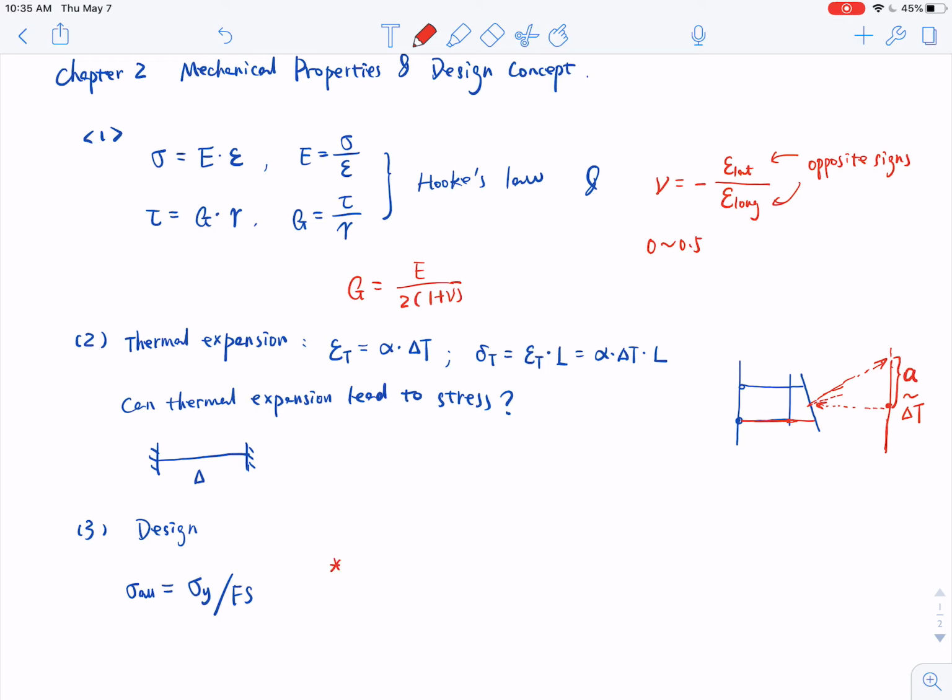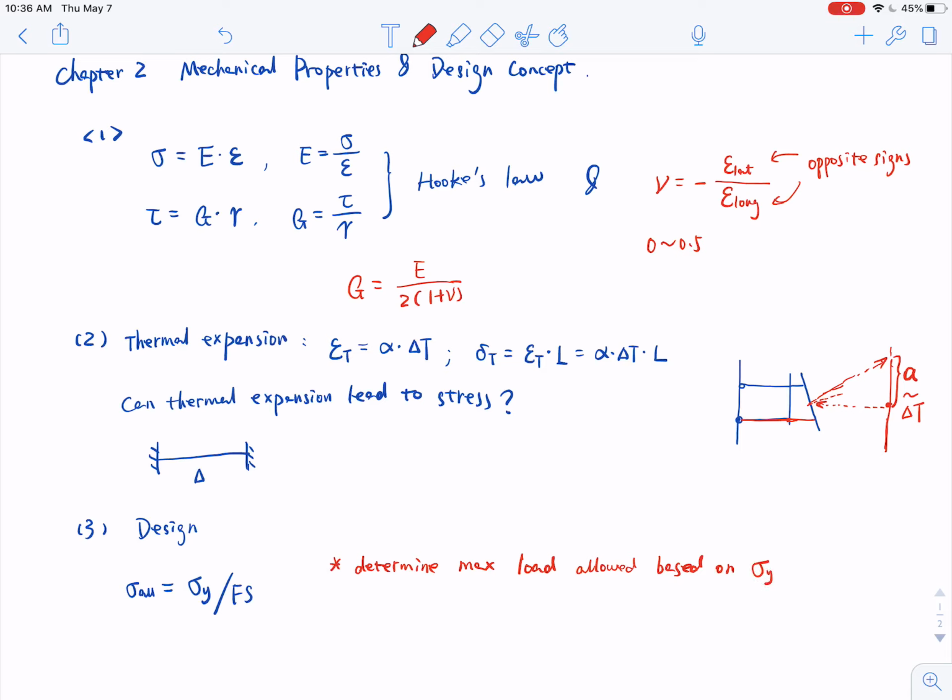In the first type, you may need to determine the maximum load allowed based on strength and factor of safety.